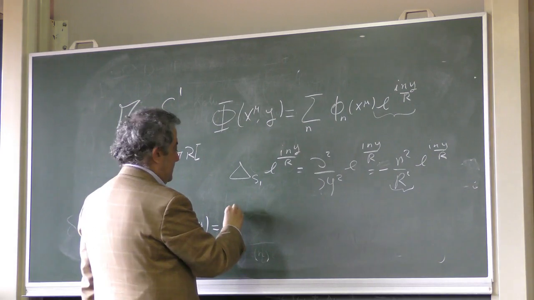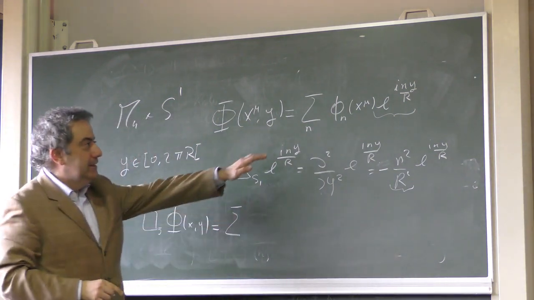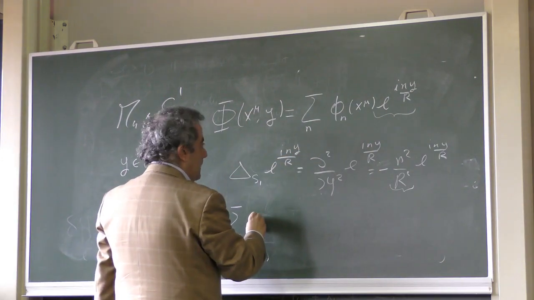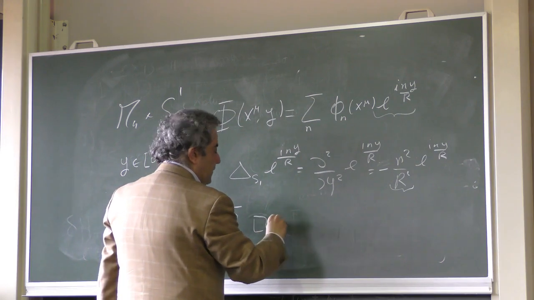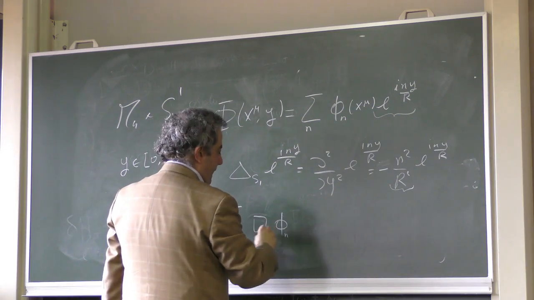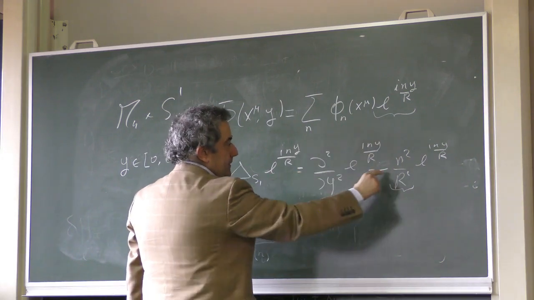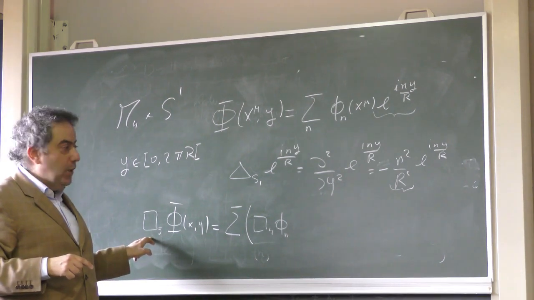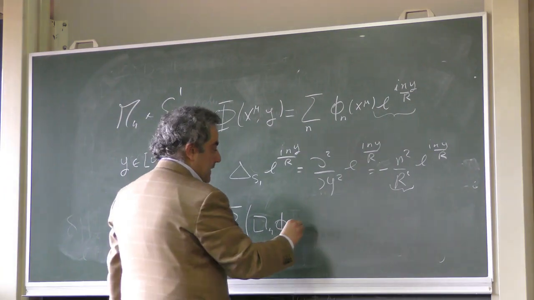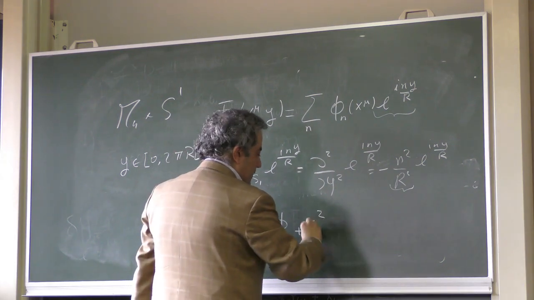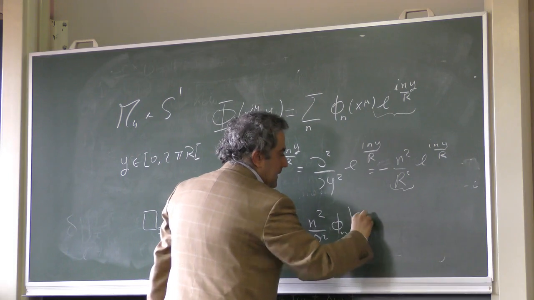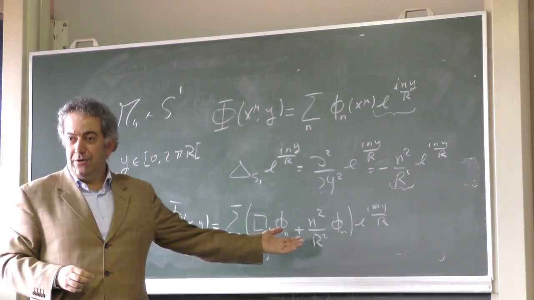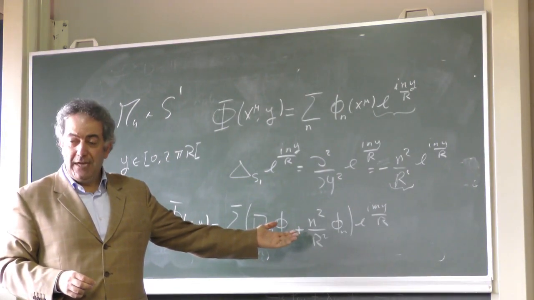And what you find out is that this is the sum of this applied to this, okay? So this is equal to 4 times phi n. Okay? And then here you have a term in which S1, the derivatives with respect to y act on the second factor with a minus sign, so it's plus n squared over r squared minus e to the I n y over r. Okay? And now you see that you have a tower of states. You have a tower of states.